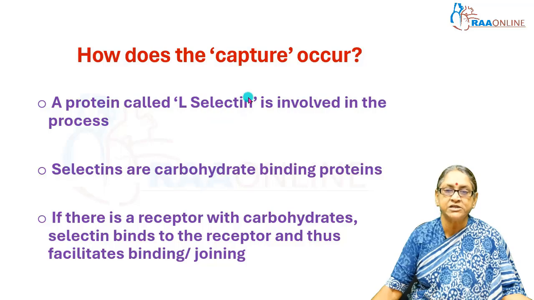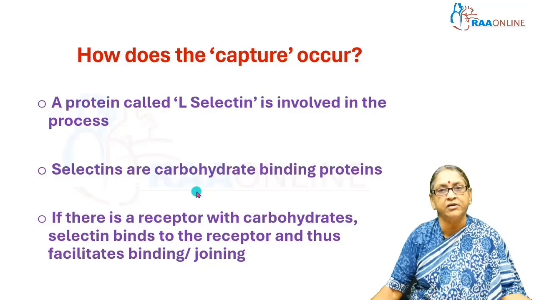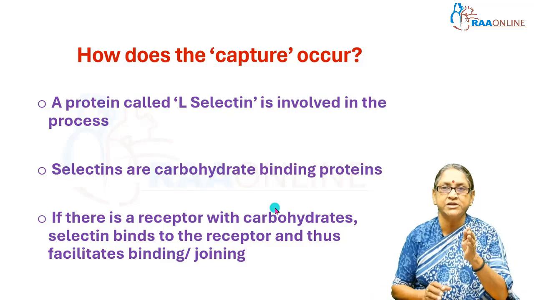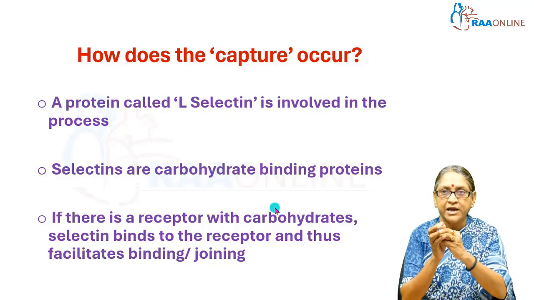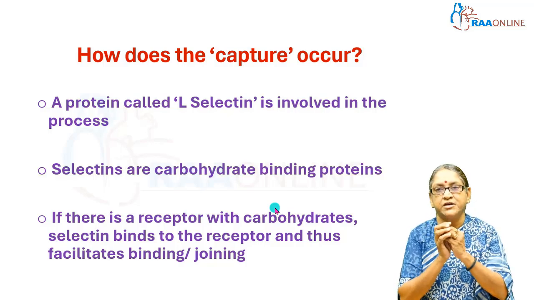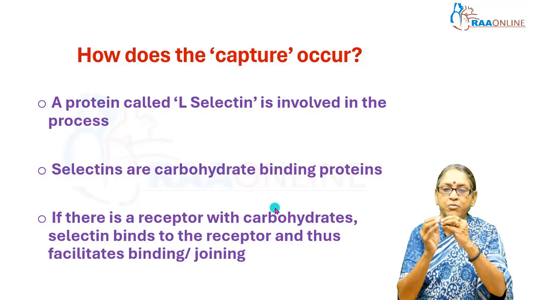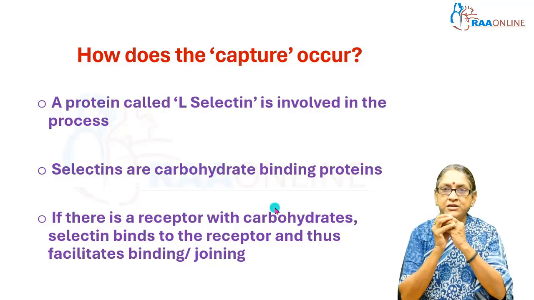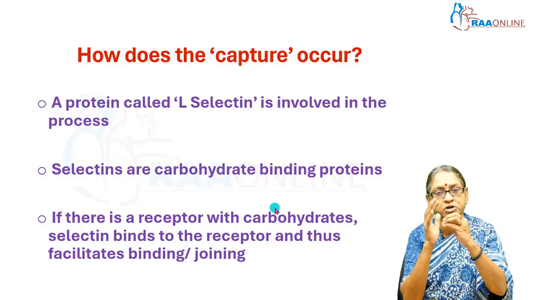Now let's remember, selectin is a carbohydrate binding protein. So if it finds carbohydrate somewhere, it will go and get stuck to that carbohydrate area. If there is a receptor with carbohydrate, here is selectin, and if there is a receptor here with carbohydrate, this selectin will select the carbohydrate and get bound to the receptor. So once this is getting bound, what will happen? If there are more receptors, more and more selectin, the whole thing will get bound, which means some structure here can get bound to the structure here.